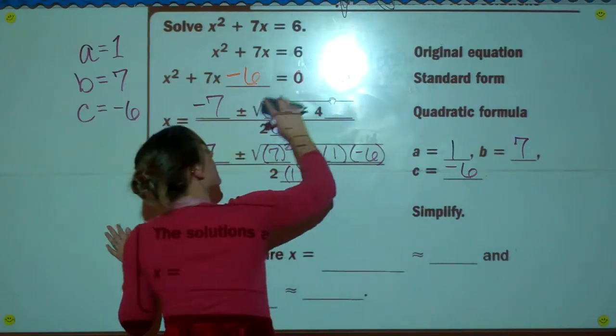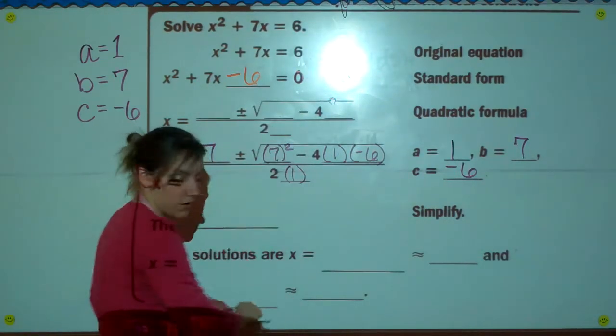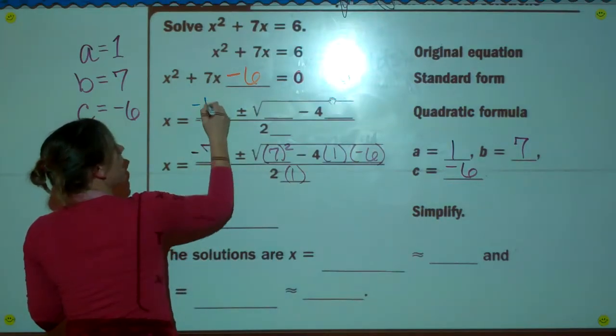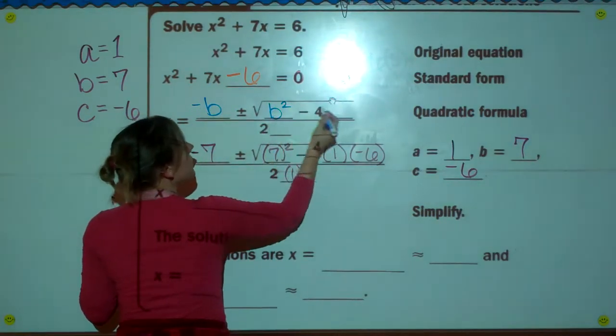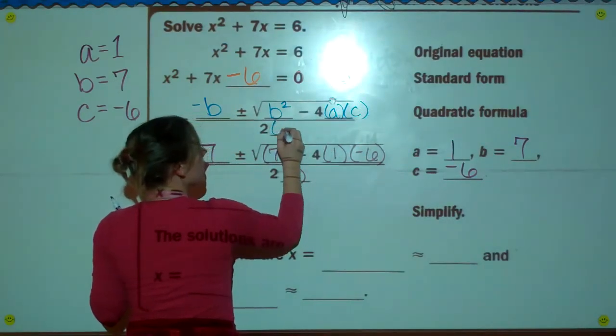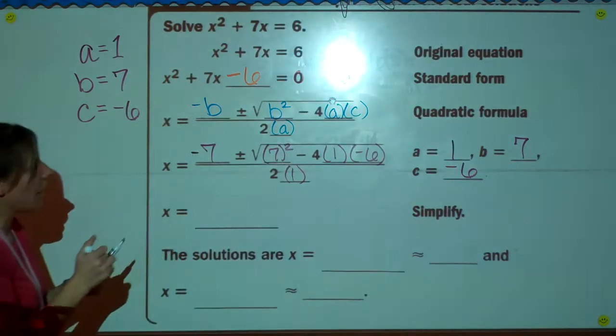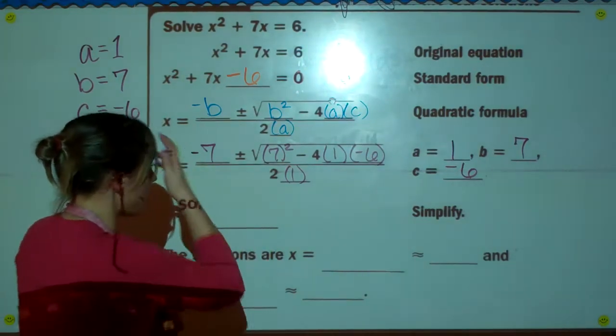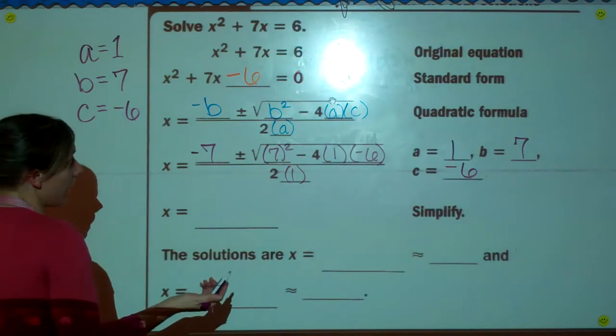So let me rewrite it so that you can see where it's coming from. All right, so it is the opposite of b plus or minus the square root of b squared minus 4 times a times c, all over 2 times a. Okay, so that is where all of those numbers came from. I just kind of got ahead of myself. Then you actually work it out, okay?